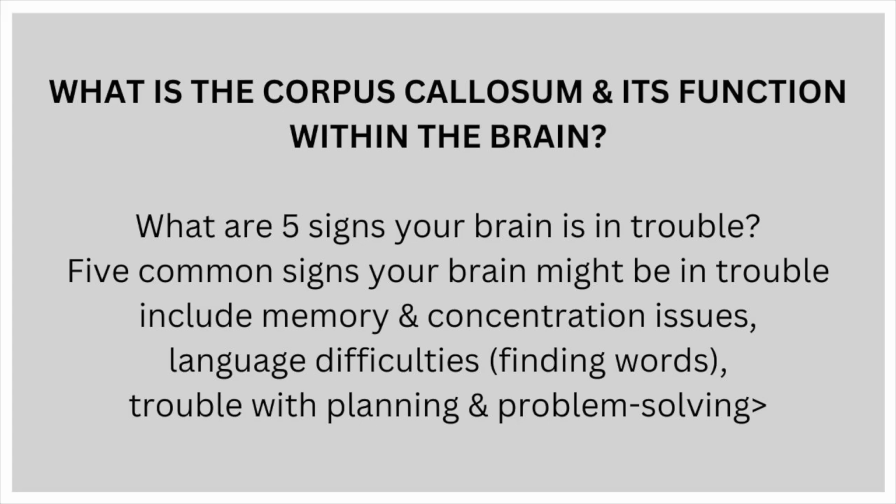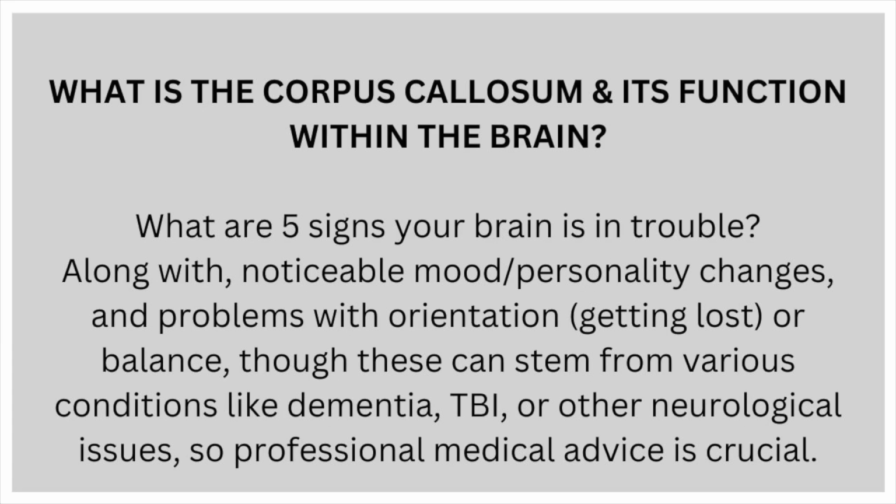What are 5 signs your brain is in trouble? 5 common signs your brain might be in trouble include memory and concentration issues, language difficulties, such as finding words, trouble with planning and problem solving, along with noticeable mood or personality changes, and problems with orientation or balance, though these can stem from various conditions like dementia, traumatic brain injury, or other neurological issues, so professional medical advice is crucial.